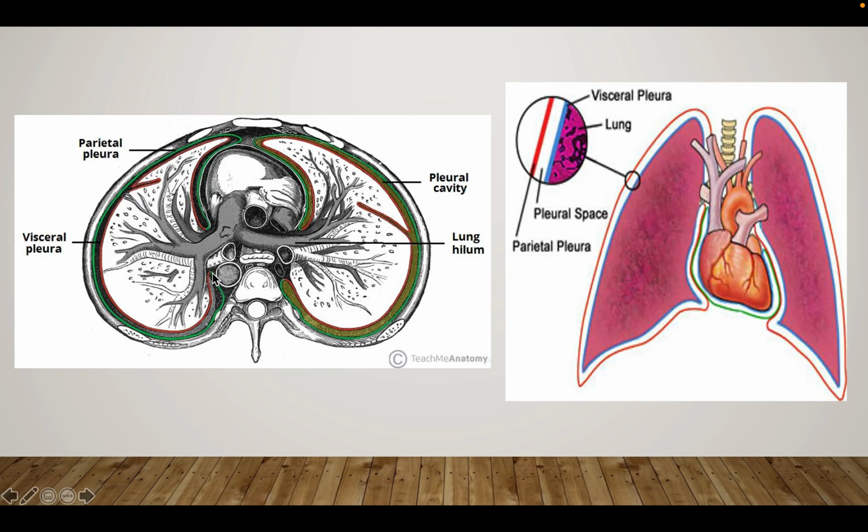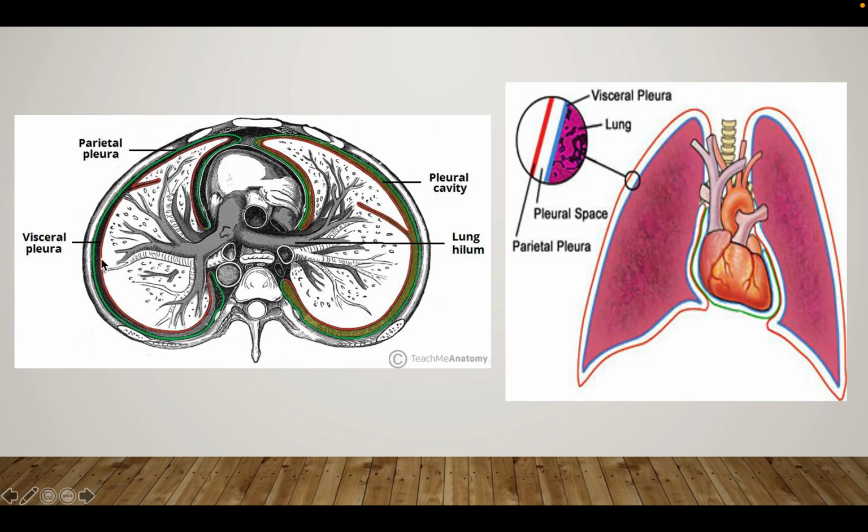But at certain locations, right here and right here, what do you see? Hopefully you see that the red and the green layers are continuous with each other. They're not separate. They reflect onto each other. So we call these areas lines of reflection. In this instance, we have our parietal here in green, and then it slowly transitions into our red, and now we're visceral. But it's really all one layer. And between the two, that's where you have your pleural space.